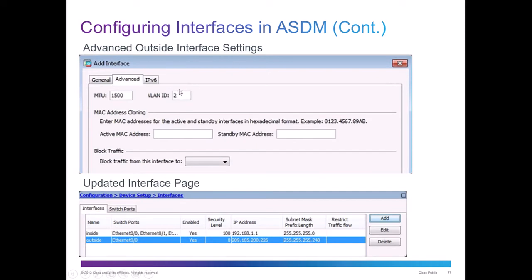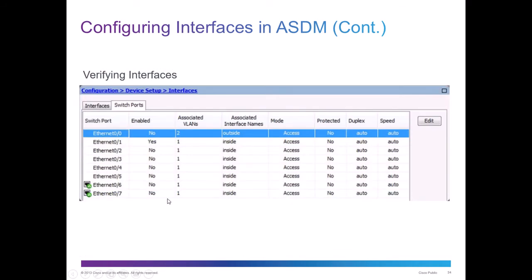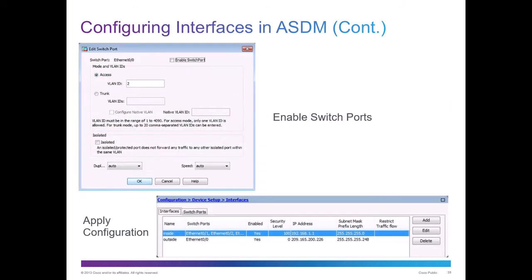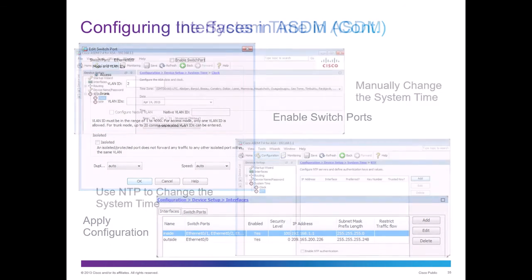Outside interface settings. So this is the maximum packet size for VLAN 2. Okay. Again, you'll be able to see. So here are all the Ethernet setups. All of them are in the inside except the Ethernet 0 on the outside, connecting to the outside world, right? You can enable the switch ports with them.